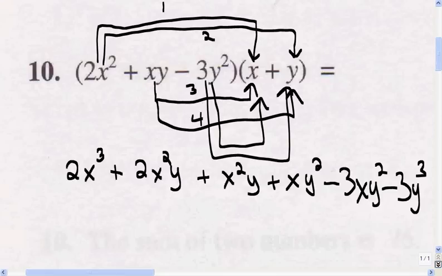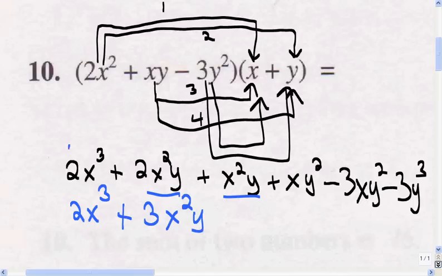Let's find all the like terms. Okay, any x cubed? Nope. So that's just going to stay the same, 2x cubed. Any x squared y? X squared y, that's right here. We've got x squared y and x squared y, so we're going to combine those. They're both positive, so I'm going to add them, and I get 3x squared y. So I'm going to cancel those out so I don't get confused.